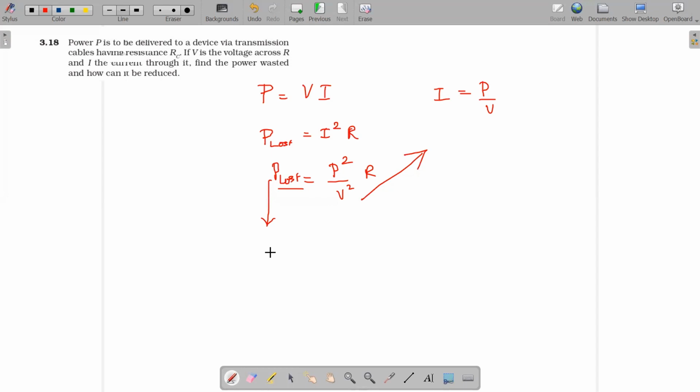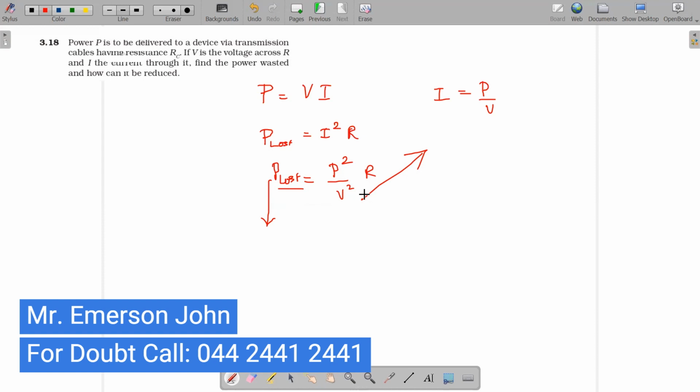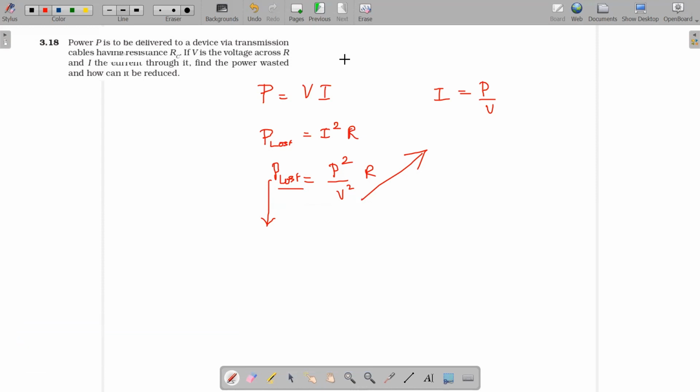This is the principle of the step up transformer. If we send through a step up transformer at high voltage, automatically, since the resistance is constant and the power we send is constant, the power loss will be very less. So we can step up to high voltage before transmitting the power. If we send at high voltage, when it reaches there, the power loss will be minimum. Thank you.